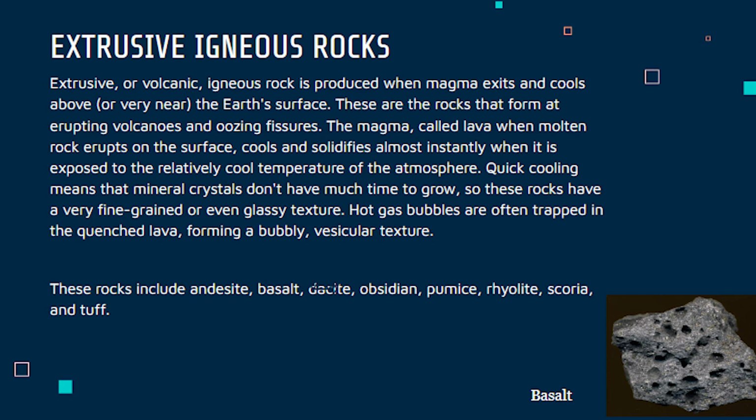The magma, called lava when molten rock erupts on the surface, cools and solidifies almost instantly when it is exposed to the relatively cool temperatures of the atmosphere. Quick cooling means that mineral crystals don't have much time to grow. So these rocks have a very fine-grained or even glassy texture. Hot gas bubbles are often trapped in the quenched lava, forming a bubbly, vesicular texture.